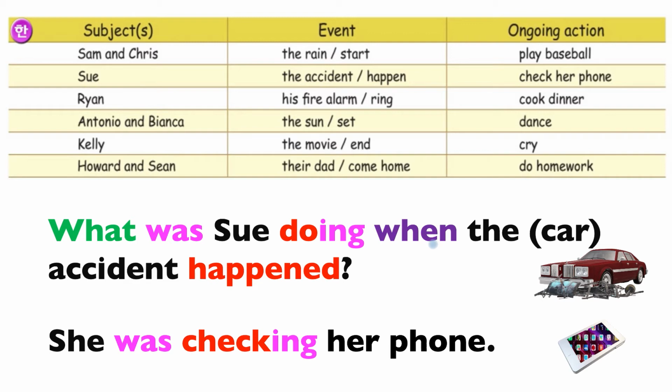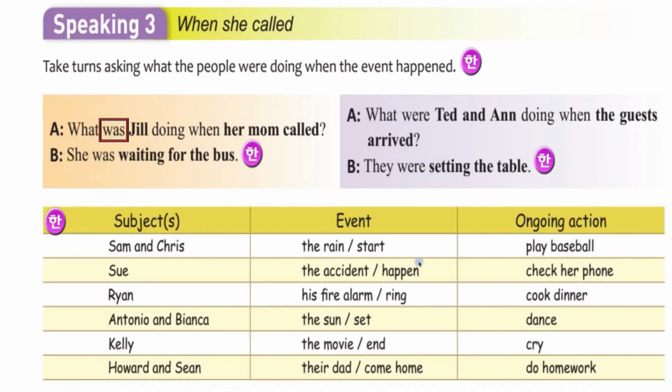Or she. When the accident happened, she was checking her phone. Or Sue is she. She is Sue. Sushi. Someone who likes sushi. Joking. It's playing with words. Poor Sue being joked about in that way.